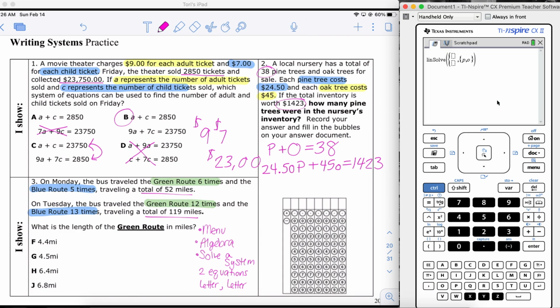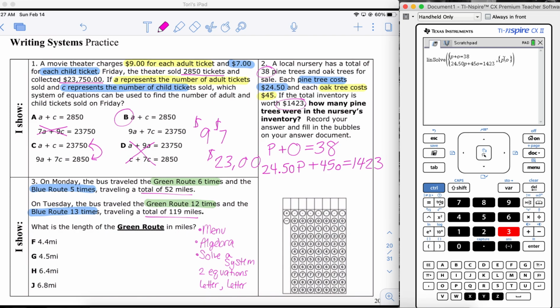Choose OK. And you're going to get this screen that lets you type 2 equations. One equation on the top box, one equation in the bottom box. So I'm going to type P plus O equals 38. I'm going to use my arrow down. And then 24.50P plus 45O equals 1423.